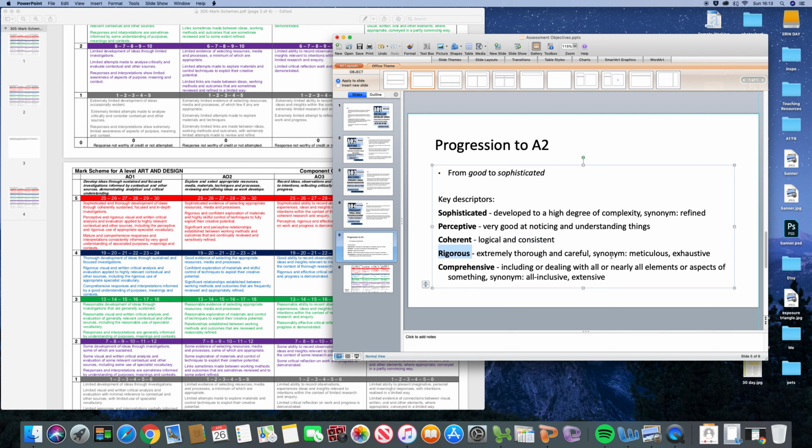Now, rigorous, I don't know if it's a word you've come across before or not, but it basically means extremely thorough and careful. So not just thorough, extremely thorough. And I'll come back to that point in a second. But basically, rigorous is like the word meticulous. So somebody who meticulously works through things in an exhaustive way. They cover all bases. And comprehensive. So that means including or dealing with all or nearly all elements or aspects of something.